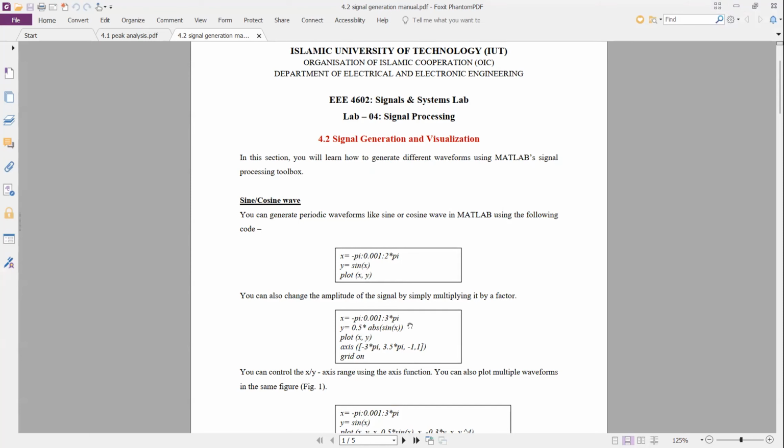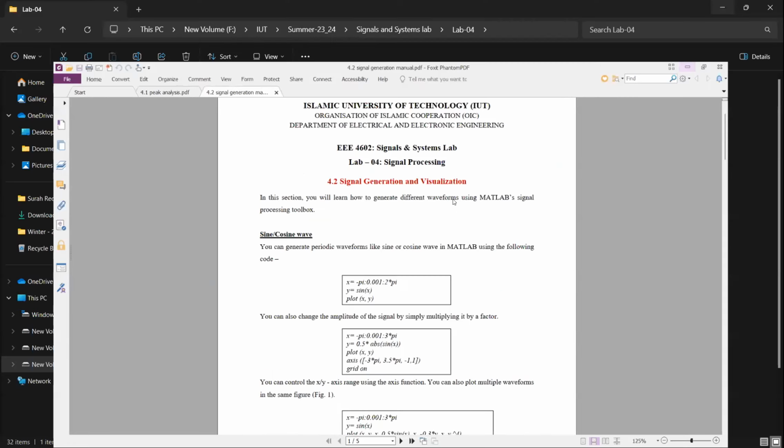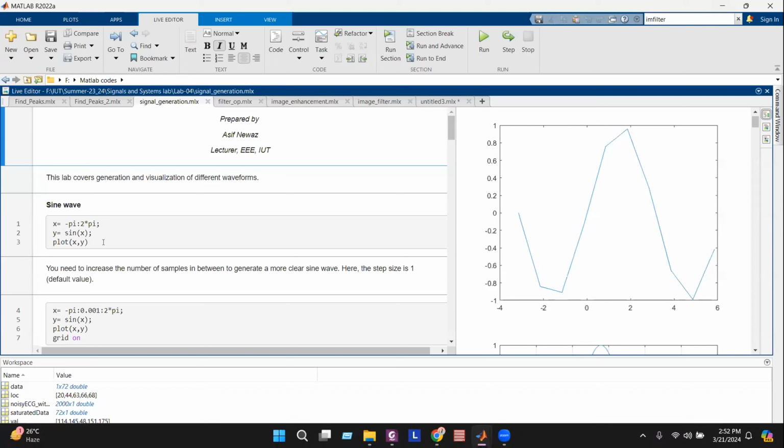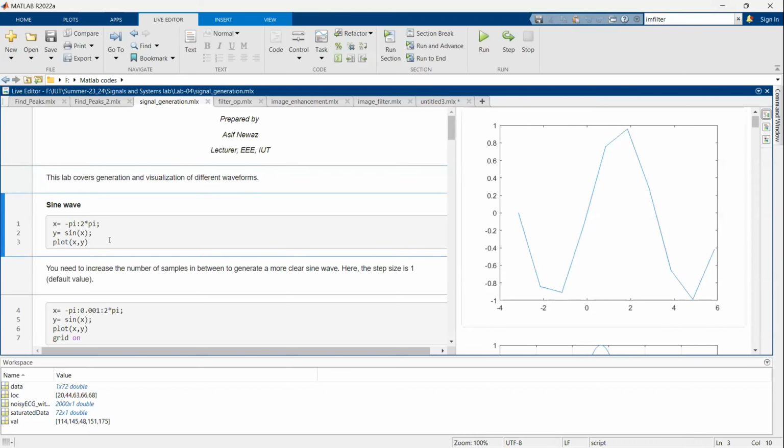Let's see the outcome. The codes are already given here. Can you see the screen? Yes, sir. So first of all, if I want to plot a sine wave, I am first defining the range. What is the range? Minus pi to 2 pi, actually. Pi value is 3.14, so that is why it is about minus 3 to 6. And I'm calculating the y value, sine of x, in radians.